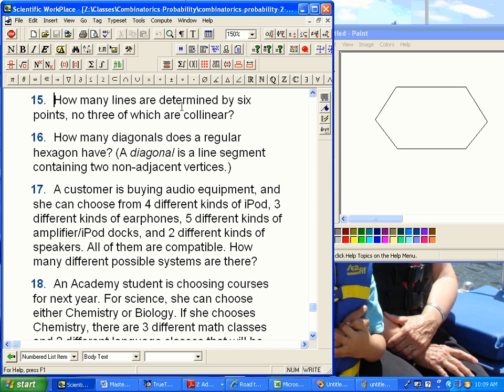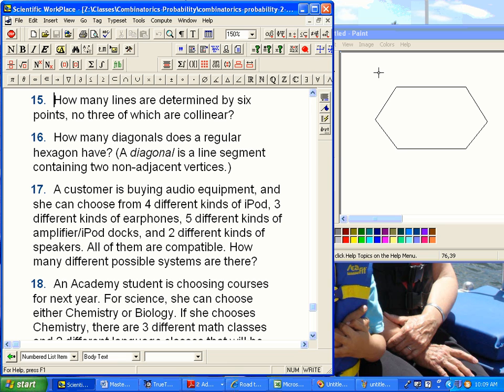How many lines are determined by 6 points, no 3 of which are collinear? So for example, if I draw a hexagon, then there's not any 3 points on this that are in a line, so that satisfies that. And that is going to relate to number 16. And so how many lines are determined by those guys?